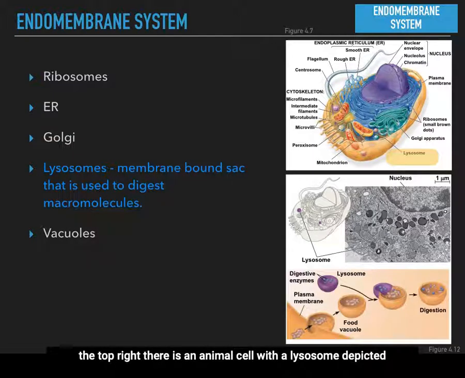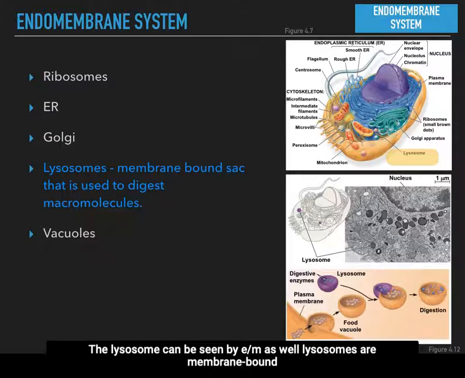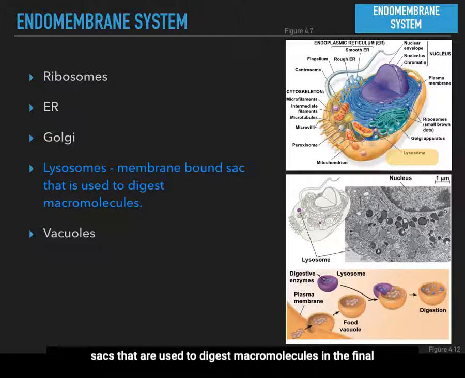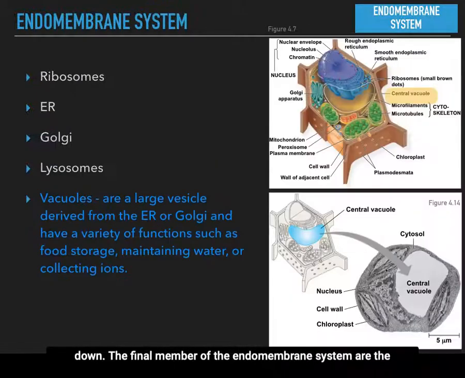In the figure on the top right, there's an animal cell with a lysosome depicted as a small purple ball. In the image on the lower right, the lysosome can be seen by EM as well. Lysosomes are membrane-bound sacs that are used to digest macromolecules. In the final image on the bottom, there is a diagram of lysosomes, which contain digestive enzymes that aid in breaking down macromolecules during digestion. Lysosomes can also receive vesicles that contain misfolded proteins or receptors, or have inactive proteins that need to be broken down. The final member of the endomembrane system are the vacuoles.